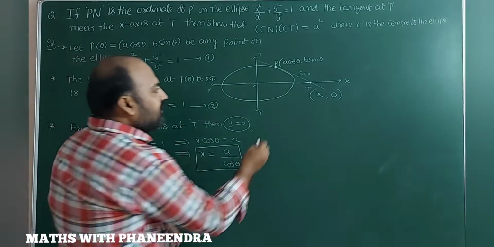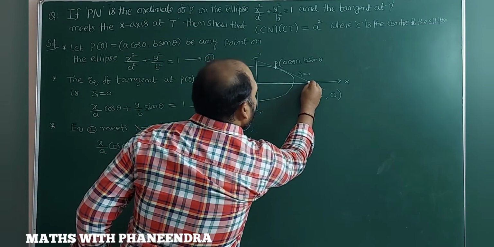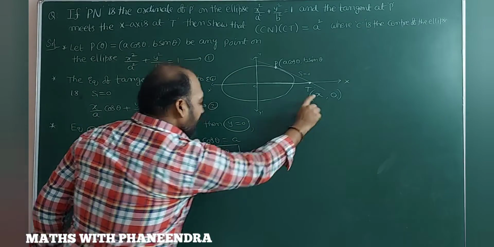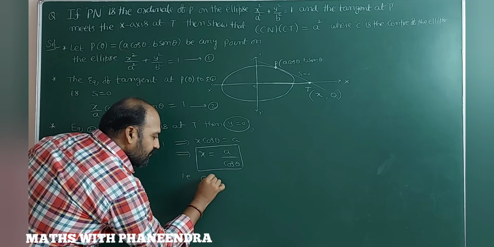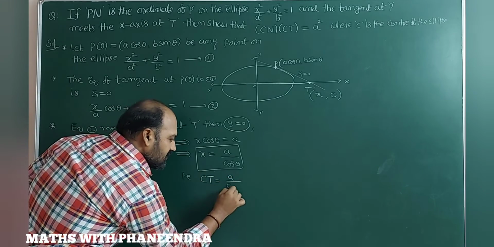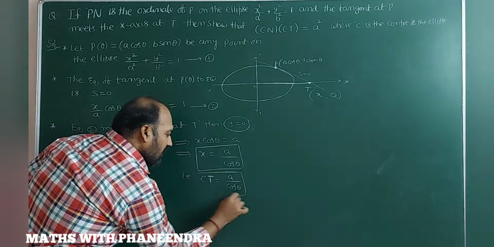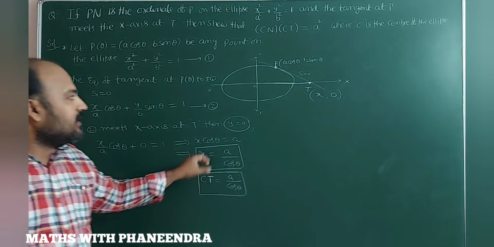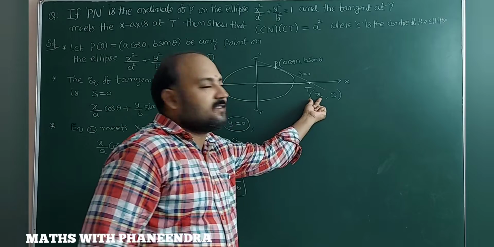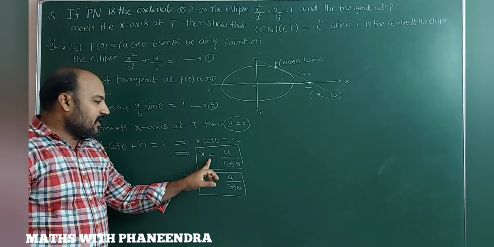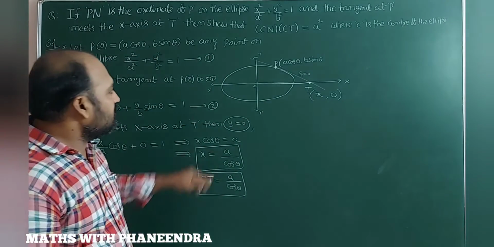What does x represent? CT only, no? This is CT, meaning the x coordinate. That is CT is equal to a by cos theta. I hope you understand. x means the distance from the center to this point T. CT is equal to x. So x value is a by cos theta. So CT value we got.